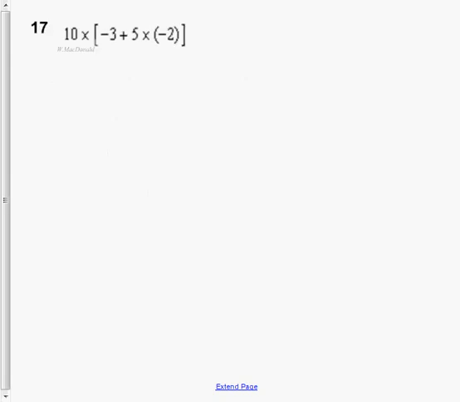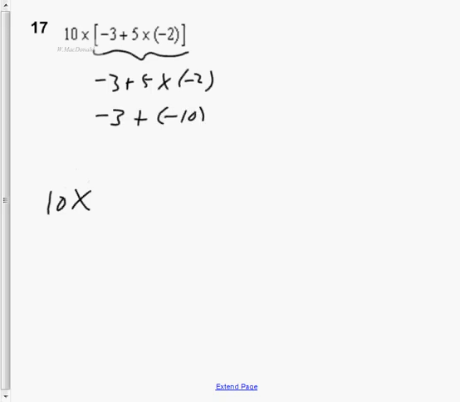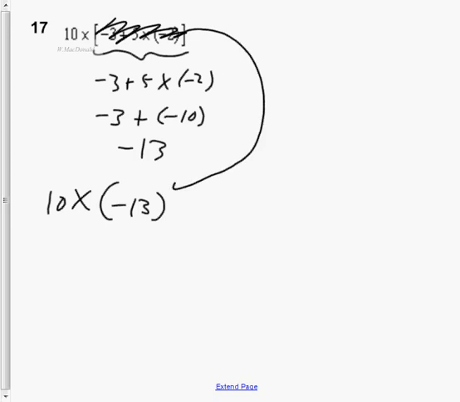Question 17. 10 multiplied by whatever this simplifies into. This is a bracket. Now within those brackets, you have to follow order of operations still. So negative 3 plus 5 times negative 2. Negative 3 plus negative 10. The brackets will simplify to negative 13. So I'm just going to put that right here because all of this is equal to negative 13. So instead of saying 10 times all that stuff in the brackets, I could say 10 times negative 13, which is negative 130.